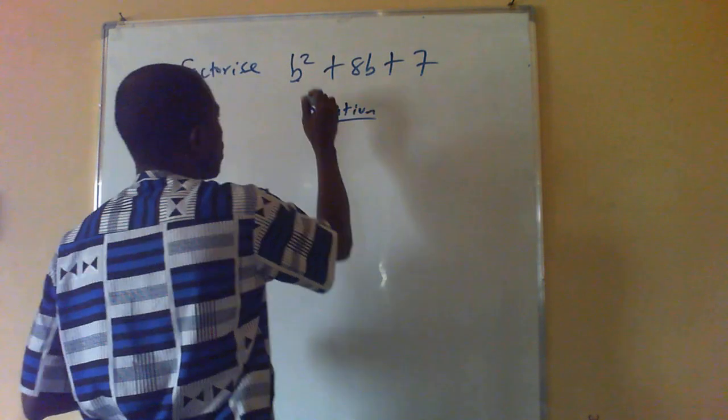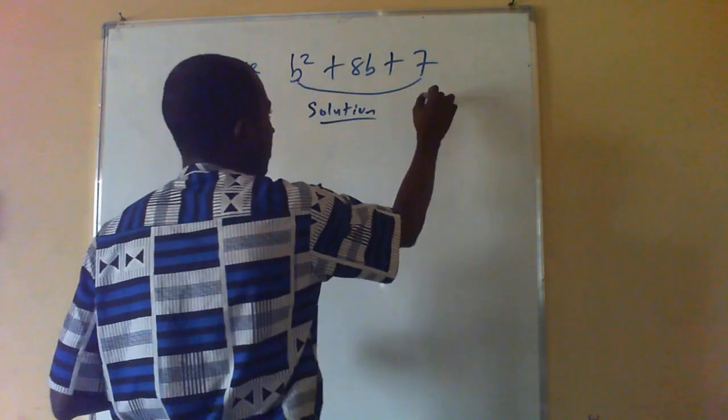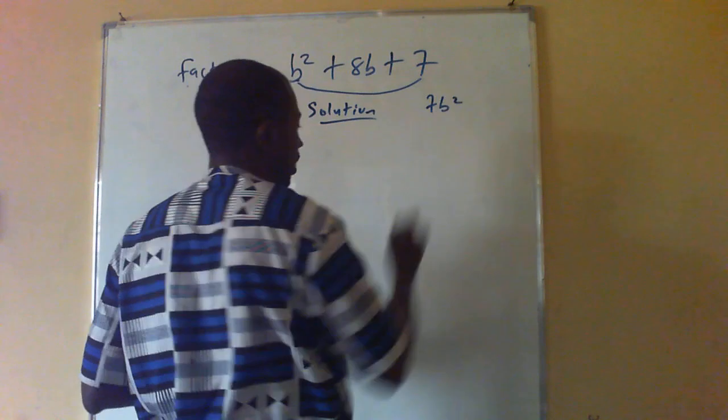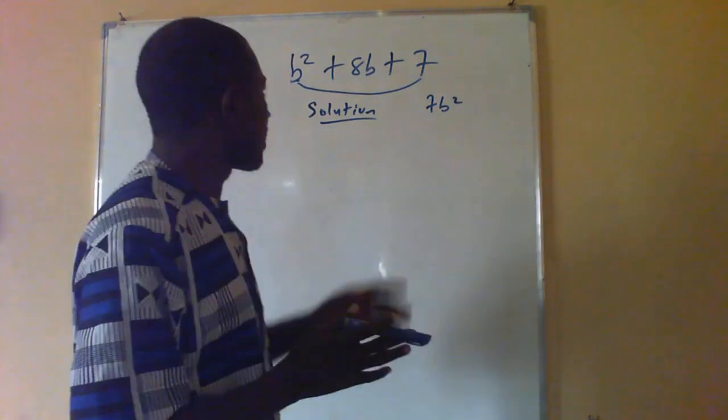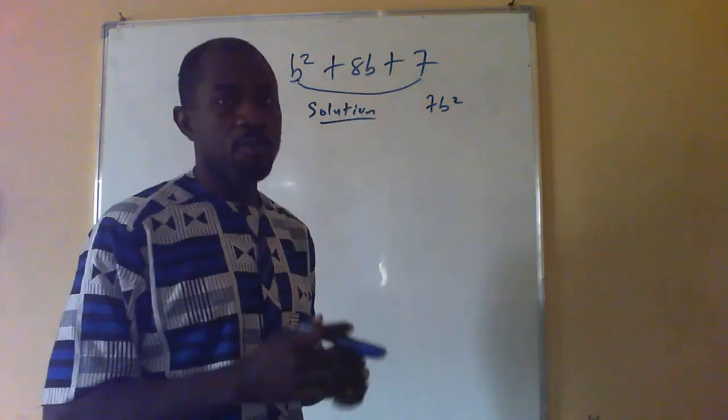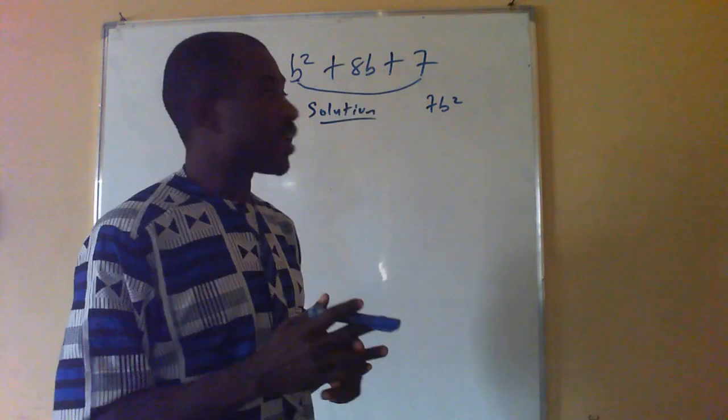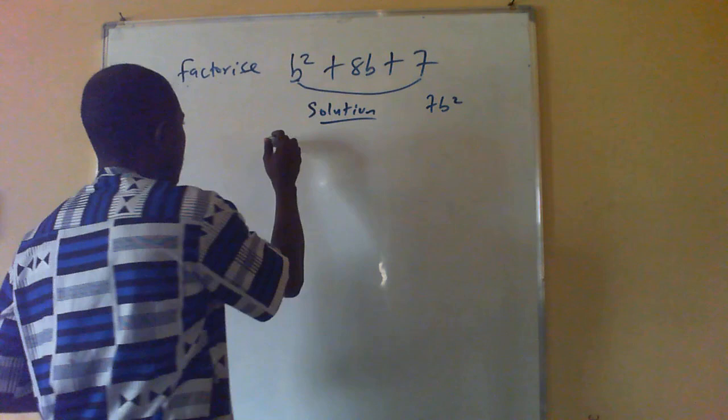We use this one to multiply this, and we will get 7b squared. Again, we look for two numbers. If we add them together, we will get 8. If we multiply them together, we'll get what? 7. So let's take the factors of 7.